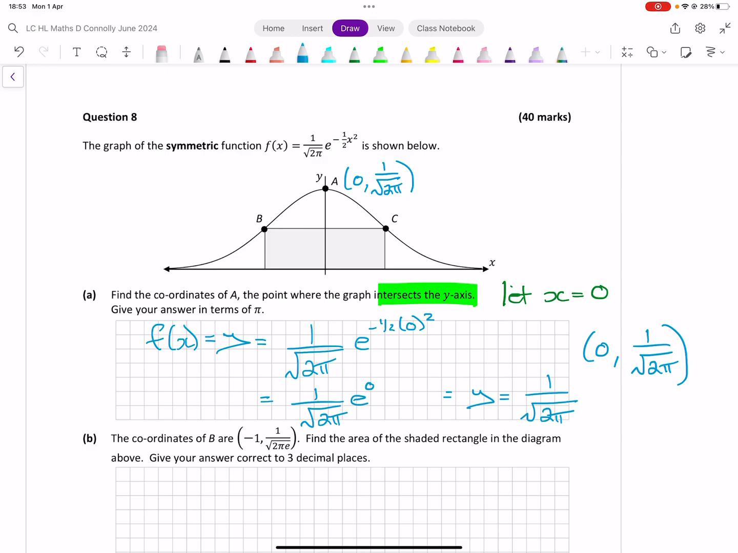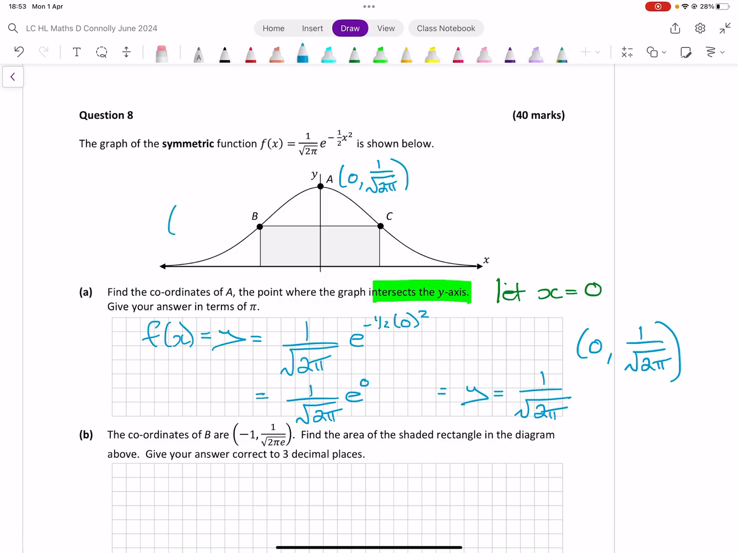The coordinates of B are minus 1, 1 over the square root of 2 pi e. Find the area of the shaded rectangle in the diagram. Okay, if it's symmetrical, that means C is going to be 1 over the square root of 2 pi e.